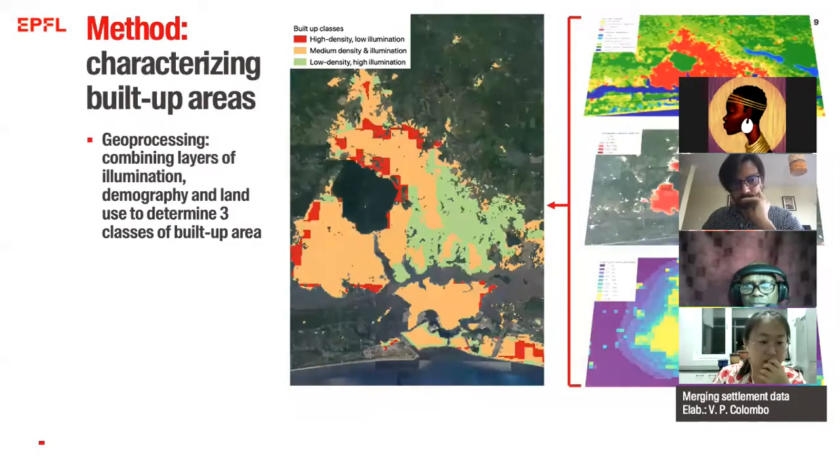The three layers of settlement data were combined in order to characterize built-up areas. Night illumination and demographic density were merged within the boundaries of built-up areas. This allowed to reclassify built-up areas into three distinct types: precarious areas, regular areas, and well-structured areas. Areas with high levels of illumination but low density were considered well-structured. Conversely, areas with high density levels but poor illumination were considered as precarious areas. This slide shows the results of this step in the area of Abidjan.